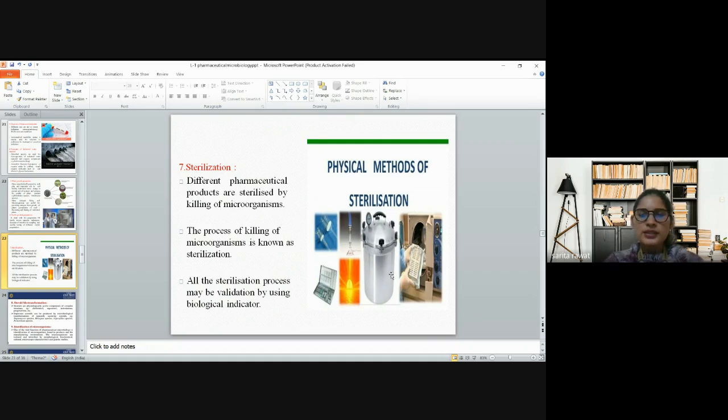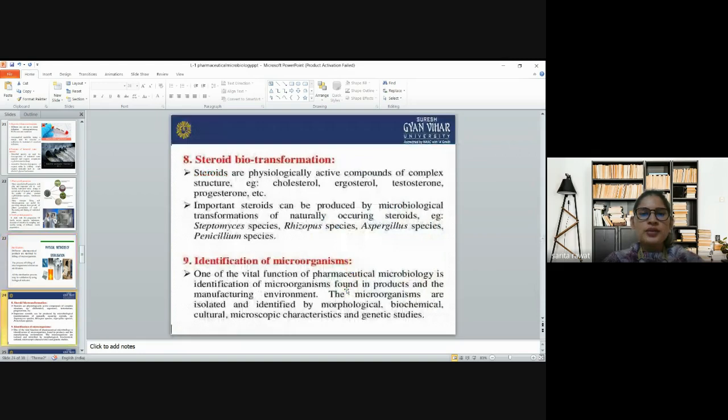You can see this is your hot air oven, and then this is sterilization by sunlight, with the help of sunlight radiations, and the autoclave. Different pharmaceutical products are sterilized by killing of microorganisms. The process of killing microorganisms is known as sterilization, and all sterilization processes may be validated by using a biological indicator.